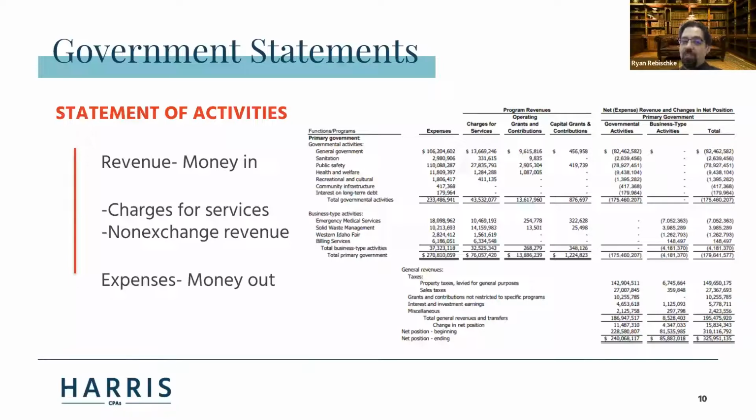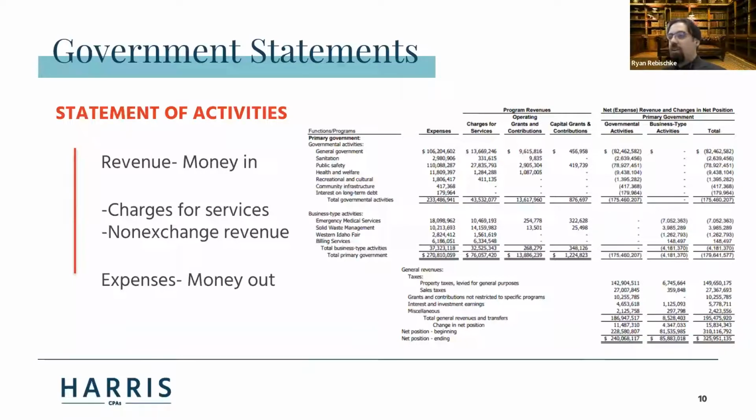As far as revenue is concerned, in the government world, you generally have two revenue streams. Charges for services. This would be anything that is a fee or an exchange transaction. I paid my government X, I get Y. Water, sewer, the golf services, those sweet green fees, anything like that would show up in charges for services.